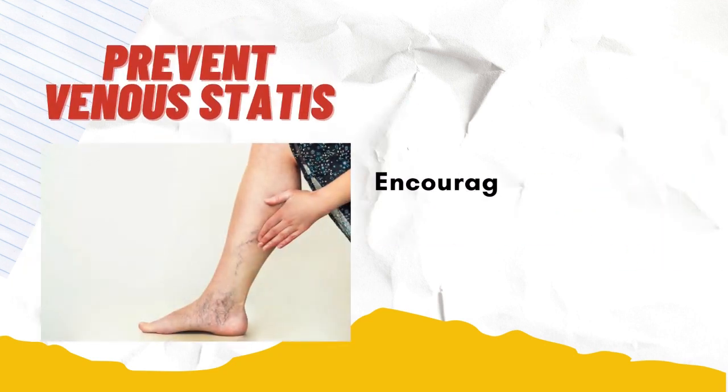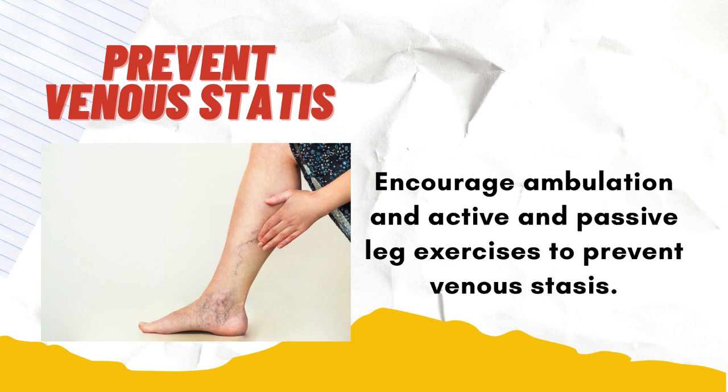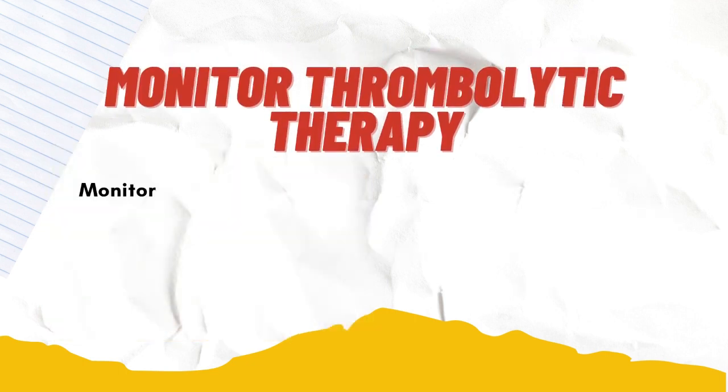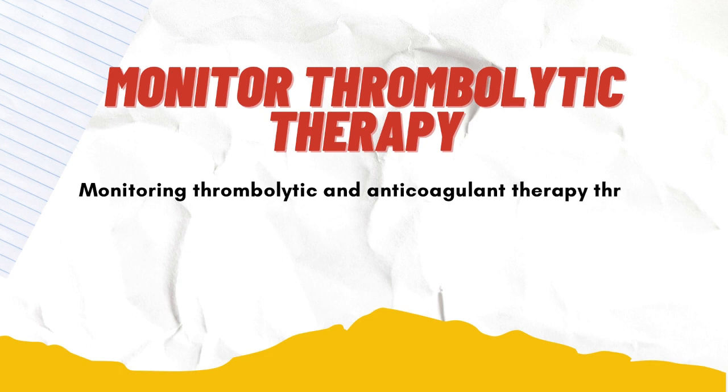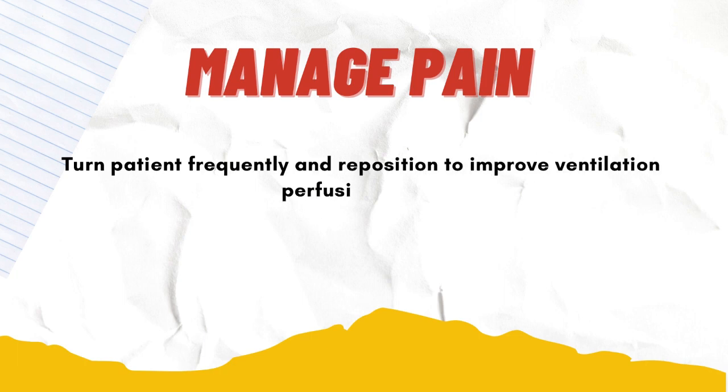Prevent venous stasis. Encourage ambulation and active and passive leg exercise to prevent venous stasis. Monitoring thrombolytic therapy. Monitor thrombolytic and anticoagulant therapy through INR or PTT. Manage pain. Turn the patient frequently and reposition to improve the ventilation perfusion ratio.